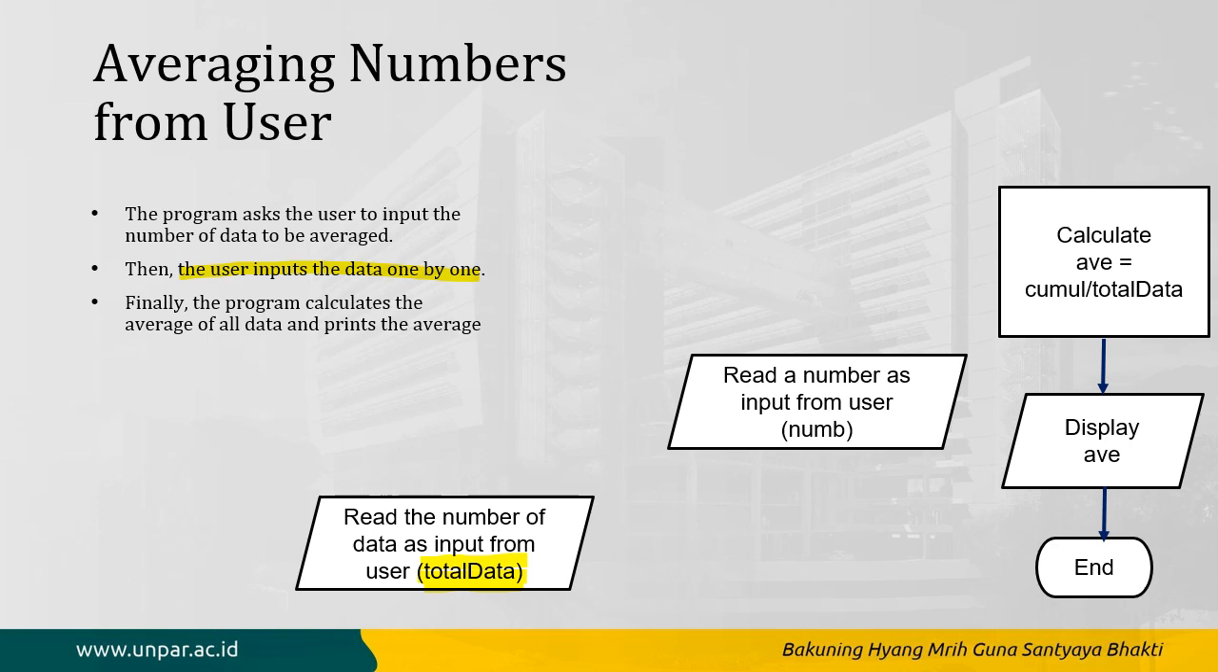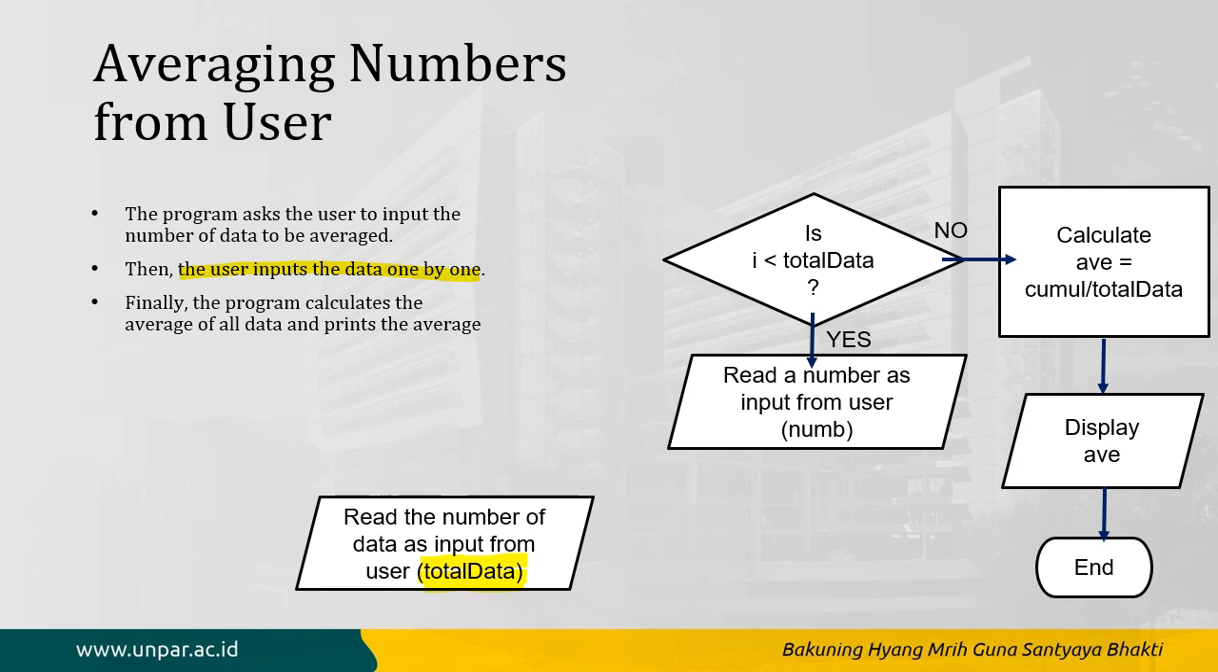So it means that we need to have a question with a diamond here, asking, are we still below the total data that we are supposed to have? If we are still below that number, then we need to keep inputting the number. Or from the viewpoint of the program, it needs to read a number as the input from the user if we are still below the total data.